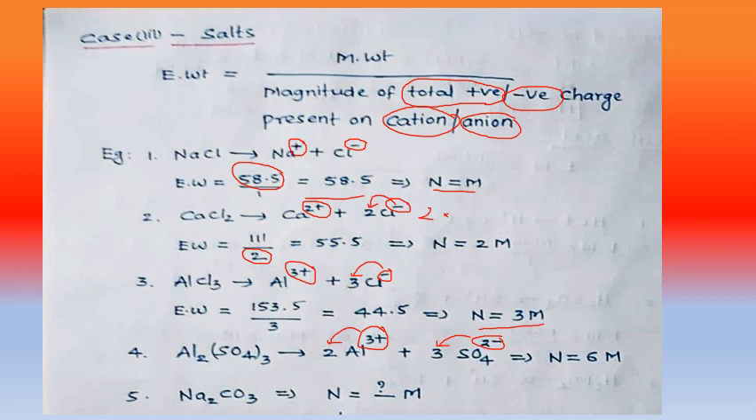So N equals 6M. How do you get 6 here? 2 into 3, plus 6, or 3 into minus 2, minus 6. The magnitude is 6. So normality equals 6 into molarity. So this is the homework for you. For Na2CO3, N equals dash M, molarity. What is the relation between normality and molarity for sodium carbonate? This is the question for you.